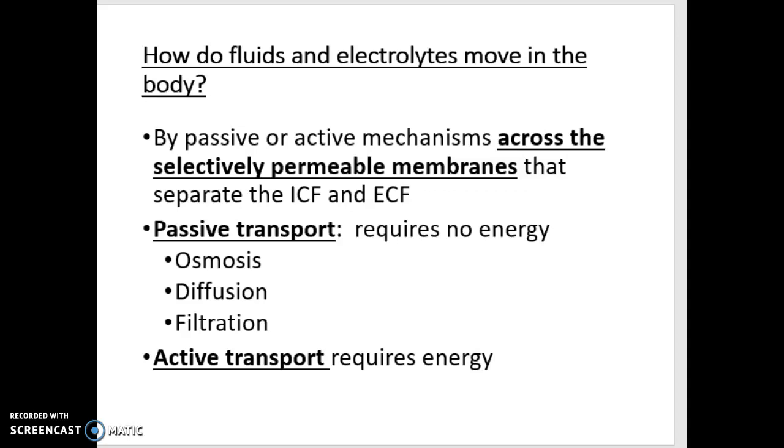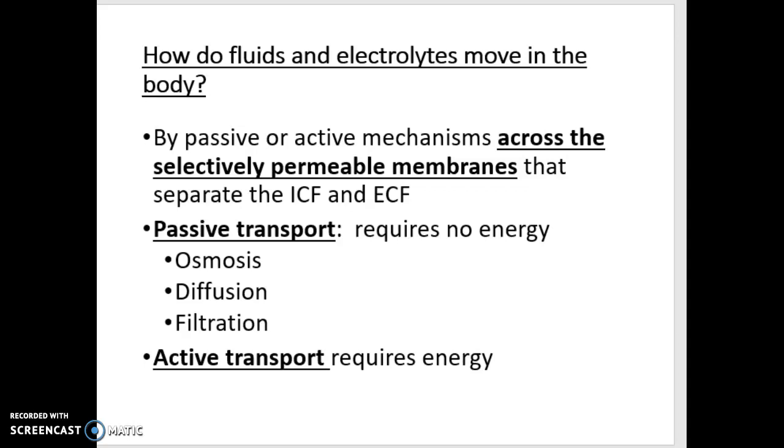So in passive or active mechanisms, we have the transfer of water or solutes, which are molecules or particles, across a semi-permeable membrane. It lets some things through and not others, right? These membranes separate the intracellular fluid from the extracellular fluid. They're in the capillary beds, okay?